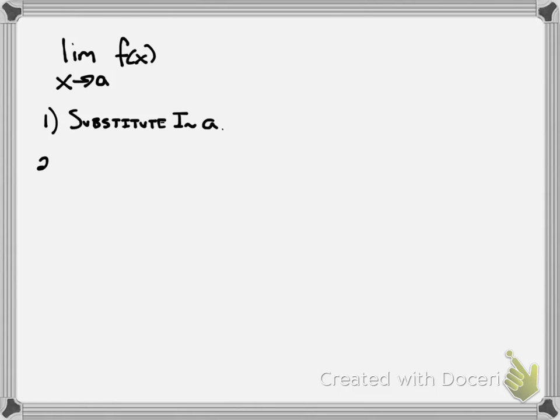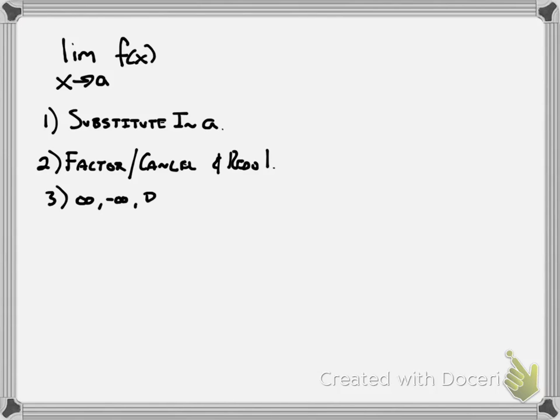2. Factor and cancel and redo part 1. 3. It's possible that the limit could be infinity, negative infinity, or does not exist. So to find the limit algebraically, at this point, it's a combination of substitution, factoring, and then substituting, and knowing what our possible answers can be.